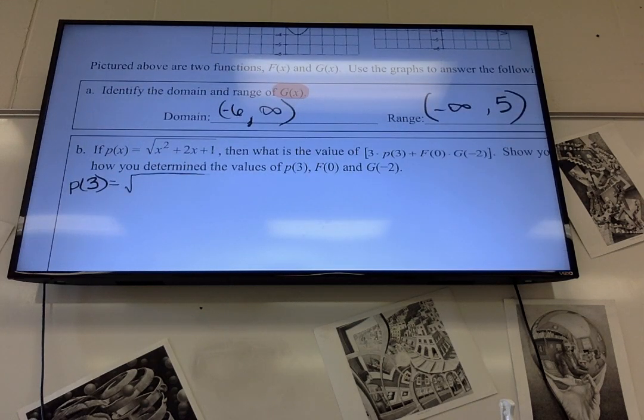So we'd have the square root of 3 squared plus 2 times 3 plus 1. If you went straight from there to the answer, I wouldn't count off. But most of us probably wouldn't do that. But if you went straight from there to the answer and the answer was wrong, I would probably count off more than if you had some work and I could figure out what you did wrong. So 9 plus 6 plus 1, that's the square root of 16, which is 4. There's P of 3.